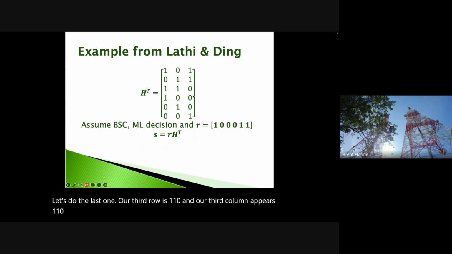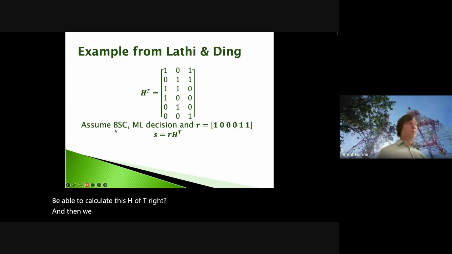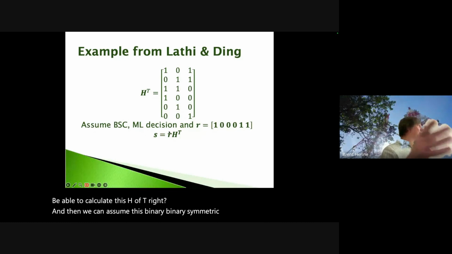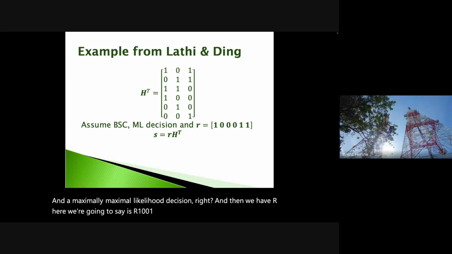So you should be able to, given that P portion of the generator matrix, calculate this H of t. And then we can assume this binary symmetric channel and a maximum likelihood decision. And then we have R here. We're going to say R is 10011. That's what our receiver has received.